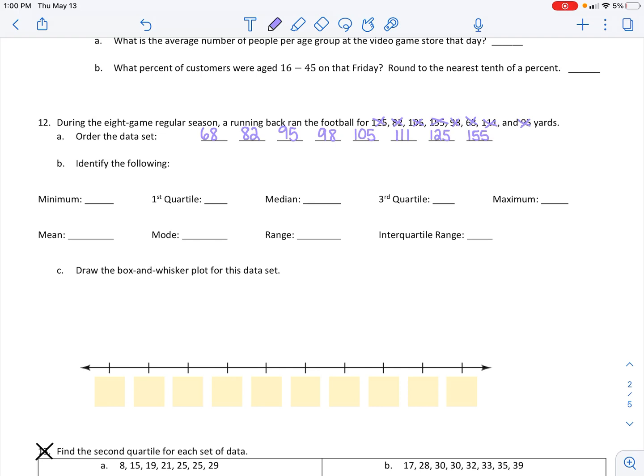So from there, I always like to find my minimum and maximum first because those are my smallest and my biggest number, which are normally the easiest to find. So my smallest number is going to be my minimum, and that is 68. My biggest number is going to be my maximum, and that is 155.